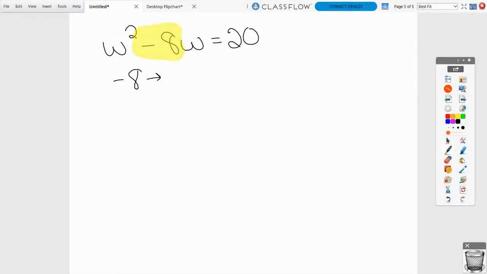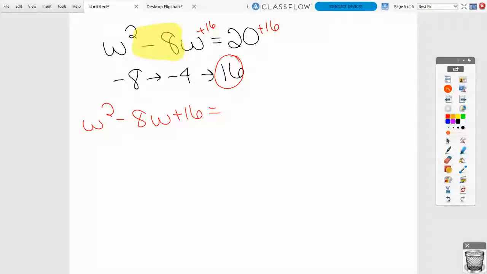And we want to take half of that because we want half of them on each side of the square. So that's negative 4. And we are then going to square it to complete the square. So a negative 4 times a negative 4 is a positive 16. Make sure that turns into a positive. And that's the number we want to add to each side. So this 16 is getting added to each side. So I now have w squared minus 8w plus 16. And 20 plus 16 is 36.